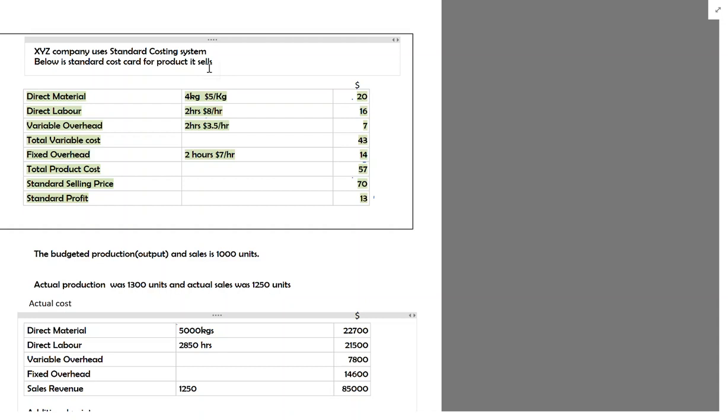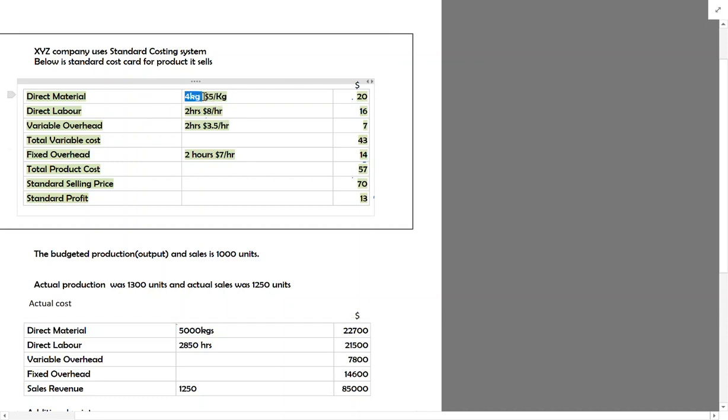The list of the chart of our costs. Yeah. Material, labor, all the things. So it includes details of cost of a product. Okay. So standard cost card. So we have direct material. The product uses direct material 4 kgs, that's $5 per kg. So total is 20. If you take 4 multiply 5 becomes 20.